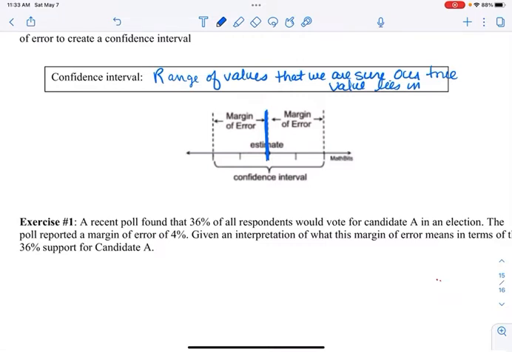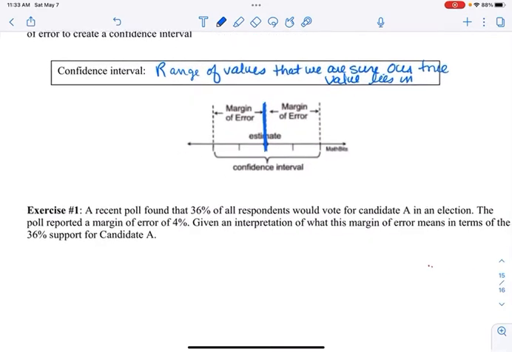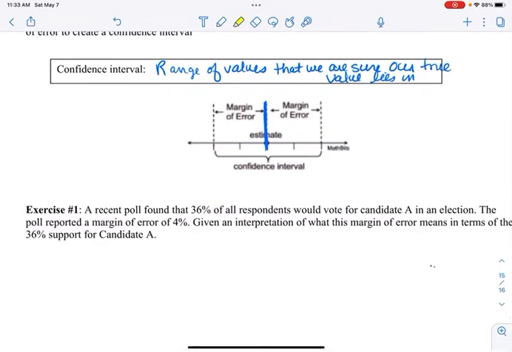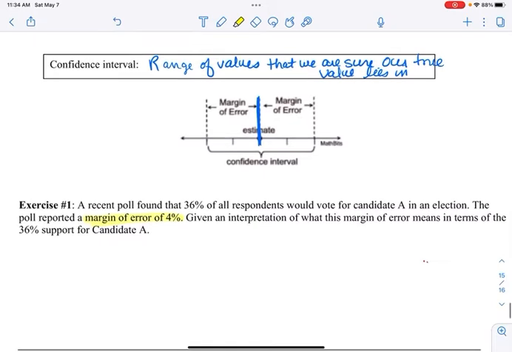Okay, so here's an example. A recent poll found that 36% of all respondents would vote for candidate A in an election. The poll reported a margin of error of 4%. Now that's 4% above and below. Give an interpretation of what this margin of error means in terms of the 36% support for candidate A.